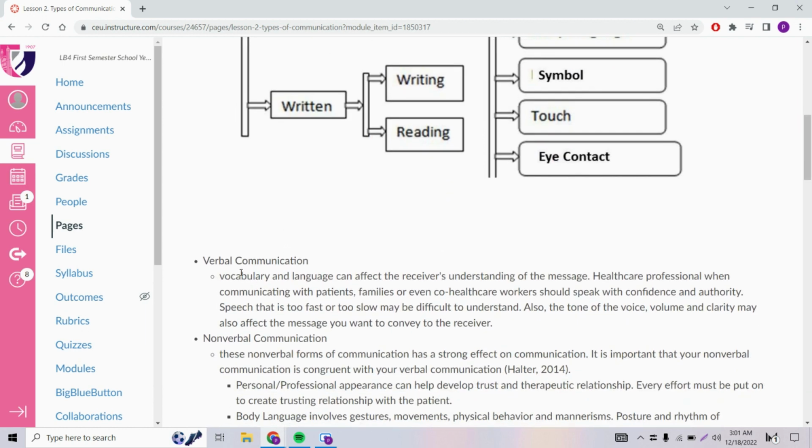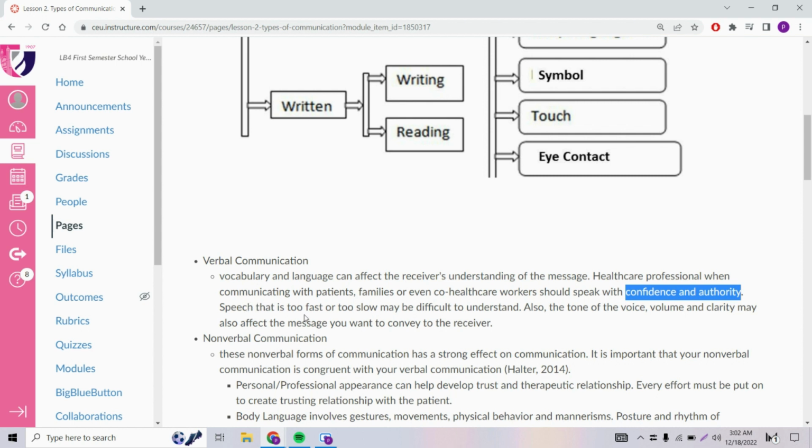Anyways, let's go. Now, verbal communication class, vocabulary and language can affect the receiver's understanding of the message. Healthcare professionals, when communicating with patients, families, or even co-health care workers, should speak, class, with confidence and authority. Now, as a medtech class, as professionals, when you face patients or even other health workers, you need to be confident and with authority. Pag trabaho mo yan, class. You need not be shy, you need not be scared.